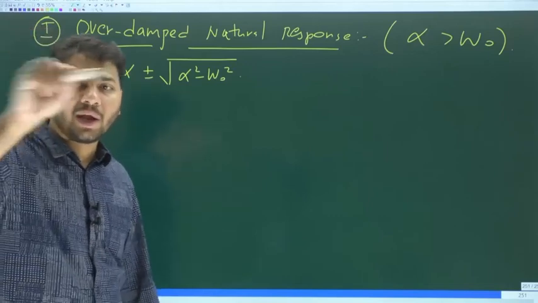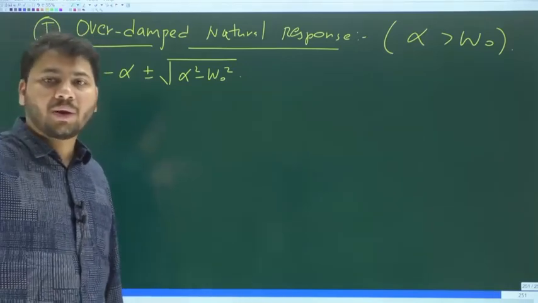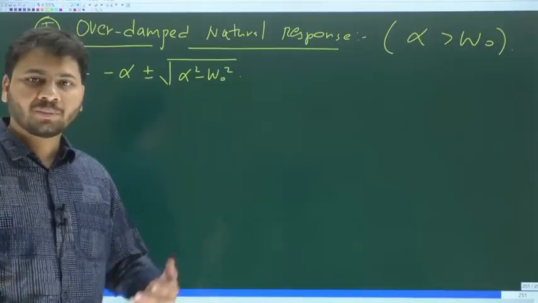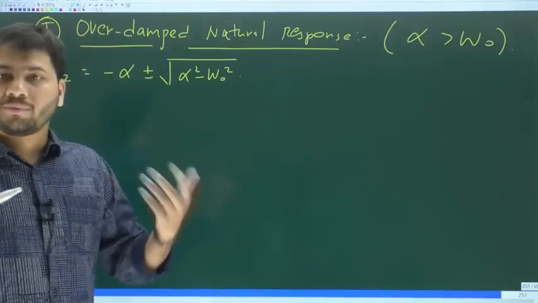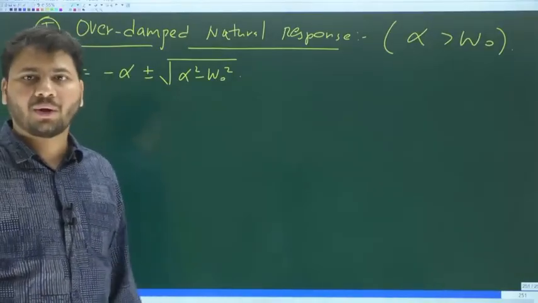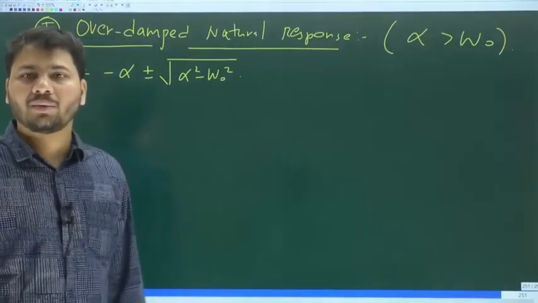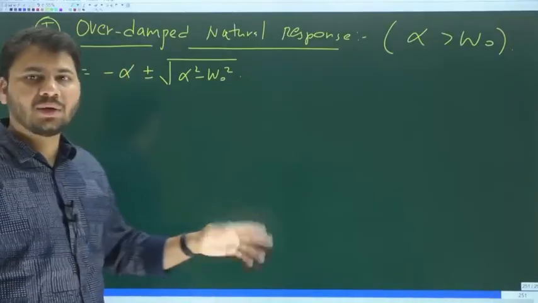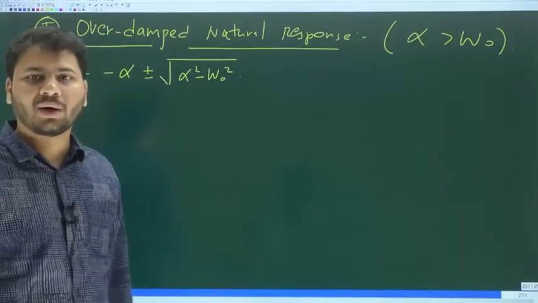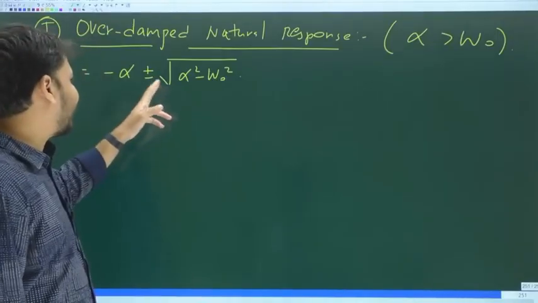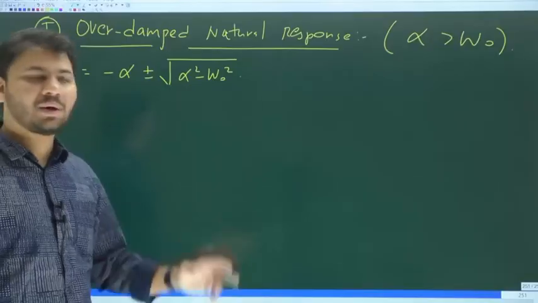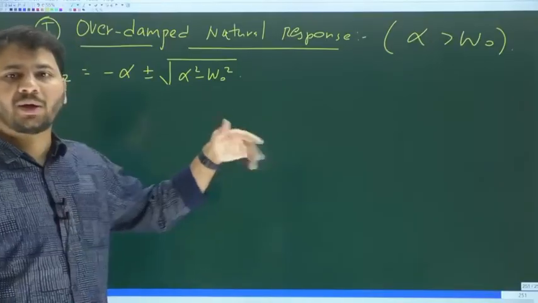Square root of anything negative is imaginary. Square root of anything positive is real. For example, square root of 4. Square root of 4 is either 2 or minus 2. Already we have plus or minus. You can simply say square root of 4 is 2. Then it will be minus alpha plus or minus square root 4, which will be minus alpha plus or minus 2.